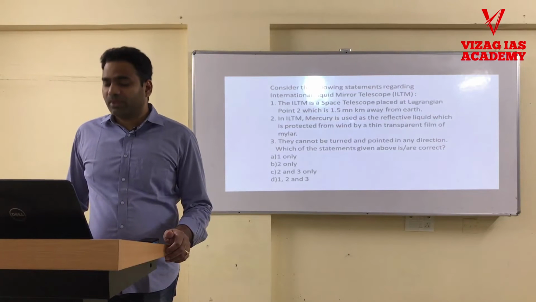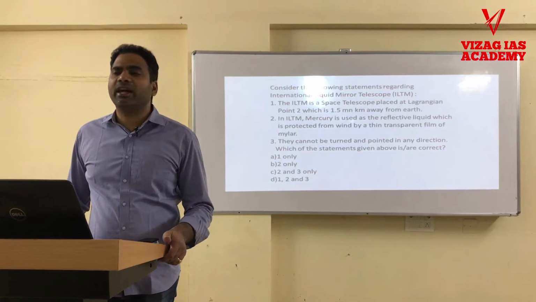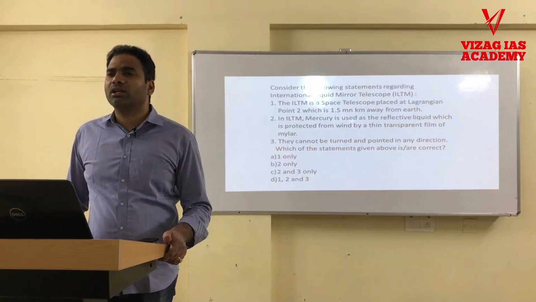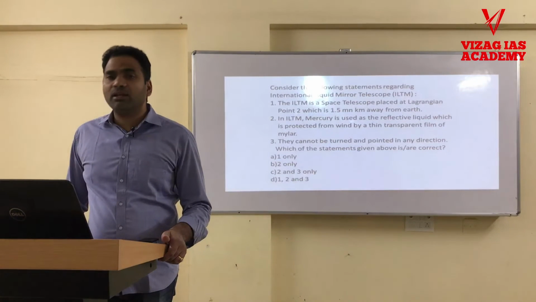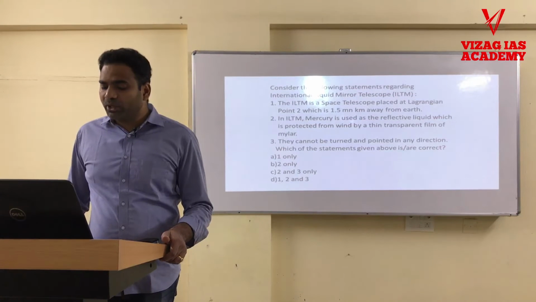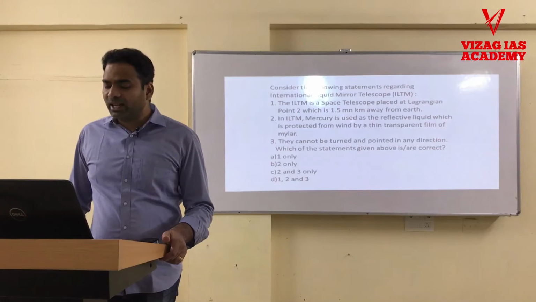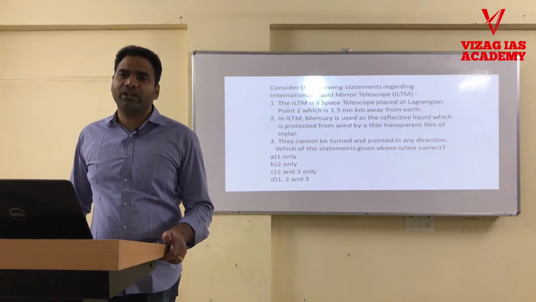No. It is actually on the ground. It's in Nainital, Uttarakhand, in the Himalayas. So it is not in space, so it's a wrong option. Next, in ILMT, mercury is used as a reflective liquid, which is protected from wind by a thin transparent film of mylar. True. Mercury is used, highly reflective.